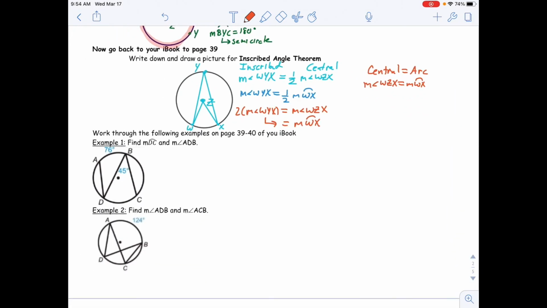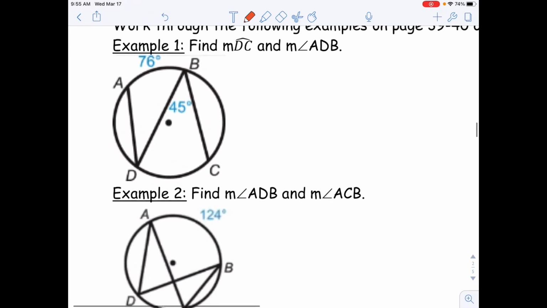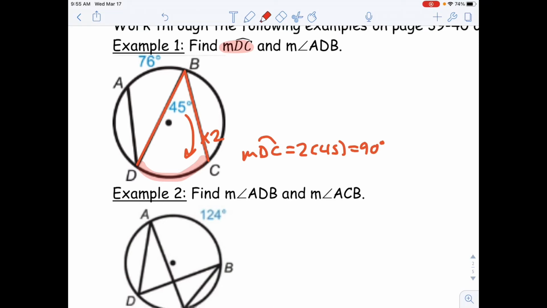So now let's just do some fun examples. Not really fast, we'll take the appropriate amount of time. We have this inscribed angle. It wants us to find DC. Remember, it's half, so all I got to do is times it by 2. So the measure of arc DC is just 2 times 45, which is 90 degrees. And then in this next one right here, we got the arc.